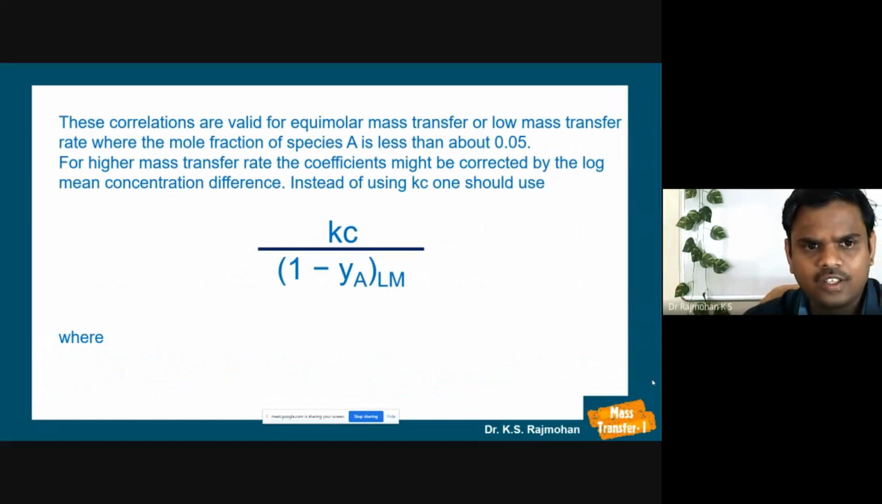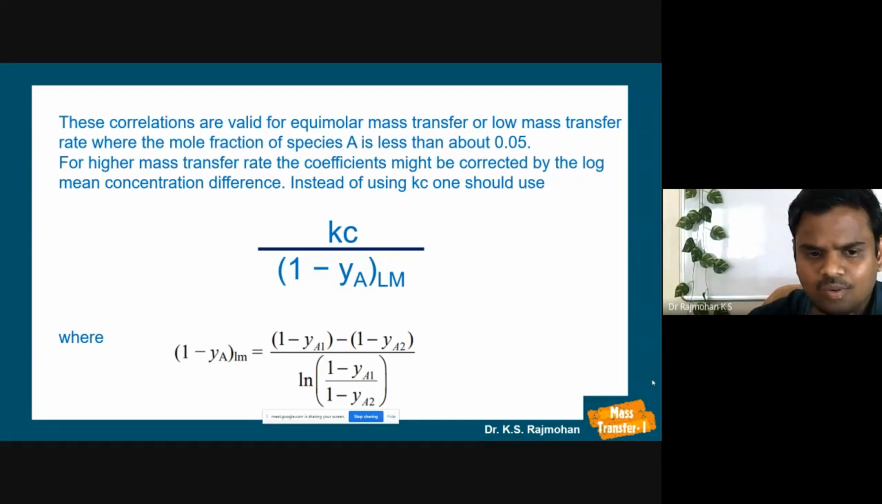When the mole fraction of the species is less than 0.05, all these correlations are valid. When the value is more than 0.05, in place of mass transfer coefficient Kc, we have to make use of Kc by (1 minus Ya) logarithmic mean, where (1 minus Ya) logarithmic mean equals (1 minus Ya1) minus (1 minus Ya2) by ln of (1 minus Ya1) by (1 minus Ya2). That is Yb logarithmic mean, right? If it is a binary system.